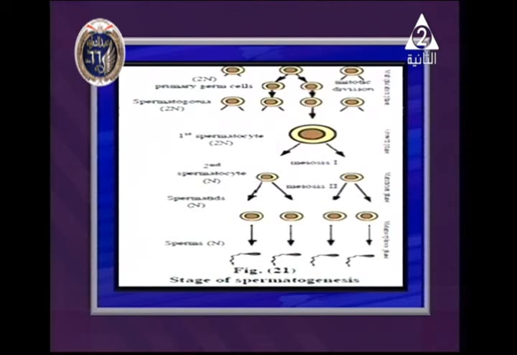On the other side, in the female reproductive organ, each one cell gives us just one ripe and proper egg, and the other cells degenerate.